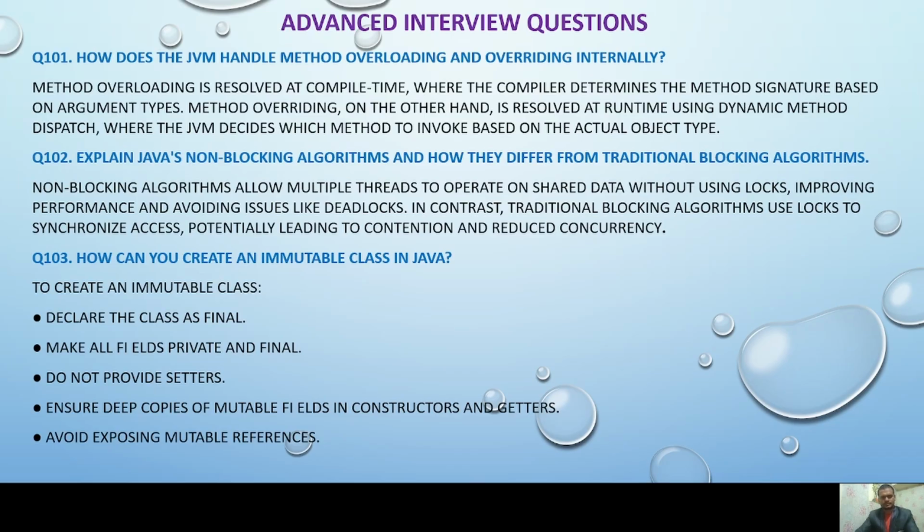Next question. How can you create an immutable class in Java? To create an immutable class, declare the class as final, make all fields private and final, do not provide setters, ensure deep copies of mutable fields in constructors and getters, and avoid exposing mutable references.